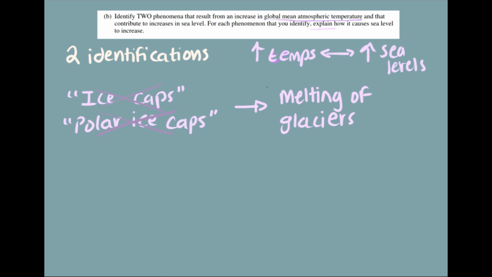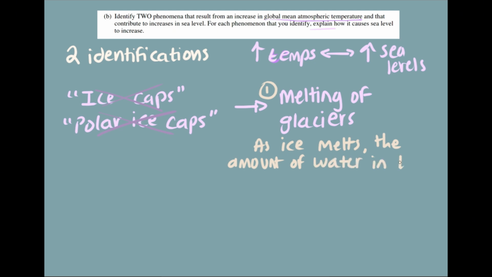So if one of my identifications is melting of glaciers, I would say as ice melts, the amount of water in the ocean increases. And make sure you spell it out. I'm just using shorthand here for sake of time. But yeah, make sure you're putting things in complete sentences and explaining yourself thoroughly.